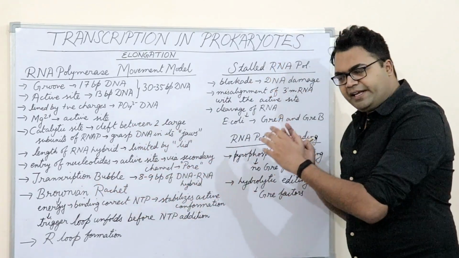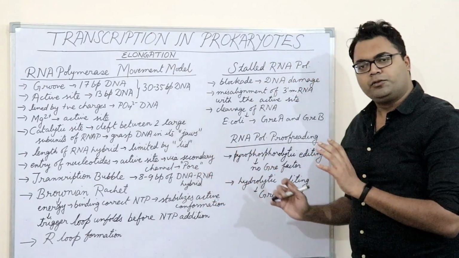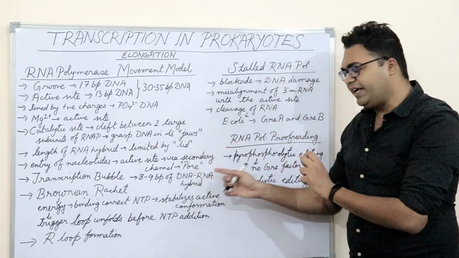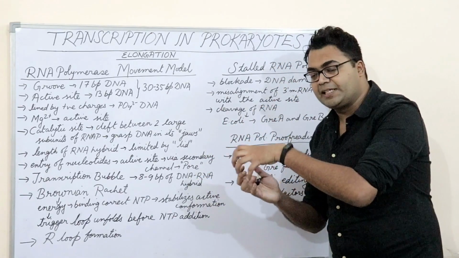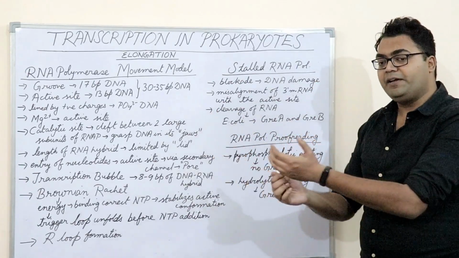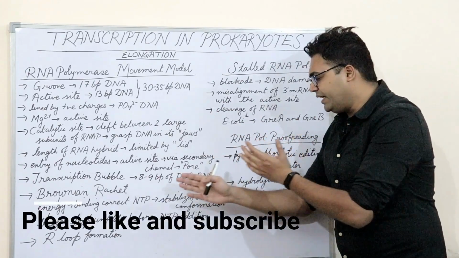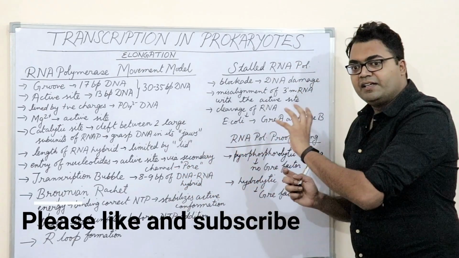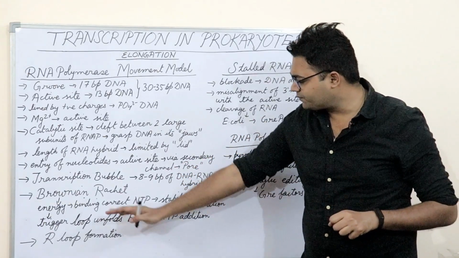Now we talk about the transcription bubble. It's 8 to 10, mostly 8 to 9 base pairs of DNA-RNA hybrid. That's known as the transcription bubble. If it exceeds or is less than that length, 8 to 10 base pairs, then you are in major trouble.